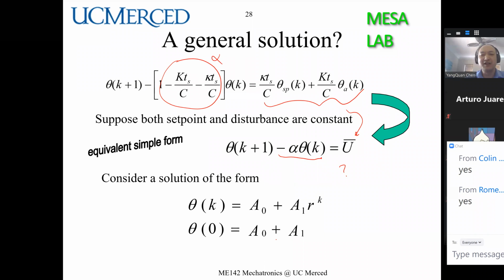So suppose that you start with your theta 0 as this one, and then you write theta k here as this one. So then I want to understand what's A0, what's A1, what is R. It's a function of k. But you may ask, how come you can figure out this form? That's based on the first order difference equation. I'm going to show you a very high school level of derivation.